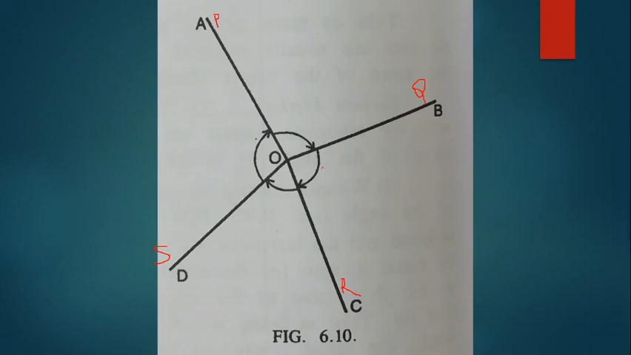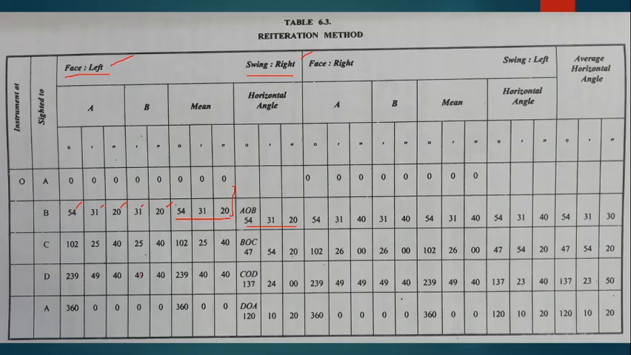Right, loosen the upper clamp and turn the telescope clockwise until the station R or C is bisected, and then tighten the upper screw and use the upper tangent screw for exact bisection, and then read both the verniers, and then determine the angle QOR. The angle is obtained by taking the difference between readings R and Q. Now I'll go to the tabular form.